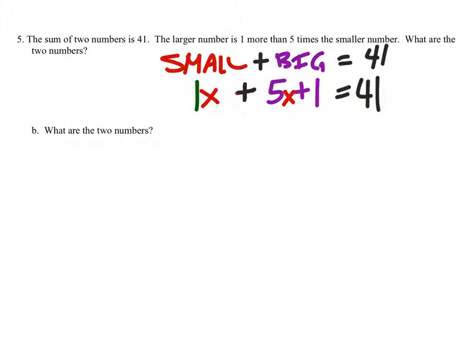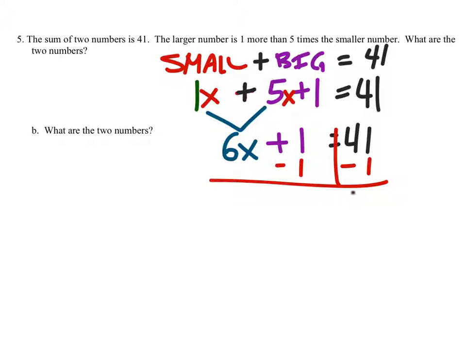Now some people like to see a 1 in front of that x, so that it may be easier to combine like terms. 1 x plus 5 x's would give us 6 x's. Then we've got the plus 1 equals 41. Now, we'll just subtract 1 from both sides. And we get 40 equals 6x. Because this was a 0 right here.